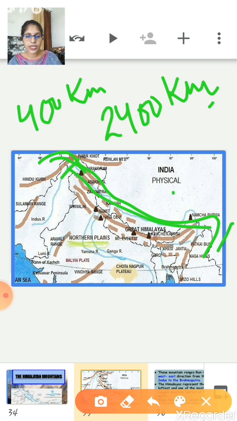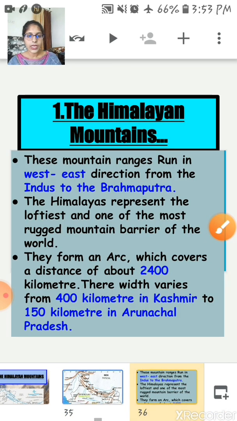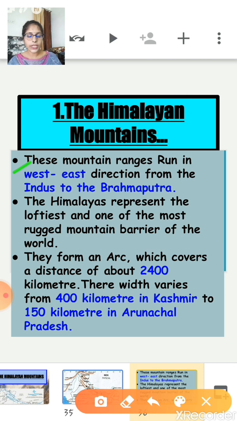In Arunachal Pradesh, it's 150 kilometer. That means the width varies from Kashmir to Arunachal Pradesh. In Kashmir, it is 400 kilometer, and if we move towards the eastern side, that means Arunachal Pradesh, it decreases to 150 kilometer. Clear? Okay. So the mountain range runs in a west-east direction from the Indus to the Brahmaputra.